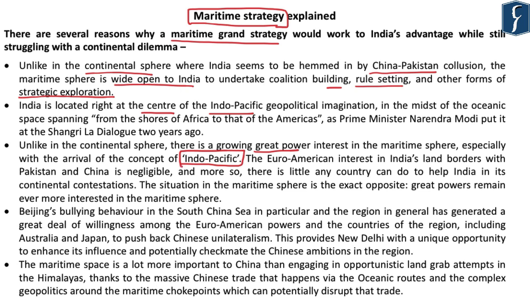The European or American interest in India's land border with China and Pakistan is negligible. And there is very little that these countries can do to help India in its continental confrontation, mostly with China. But the situation in the maritime sphere is the exact opposite because great powers remain ever more interested in the maritime sphere.